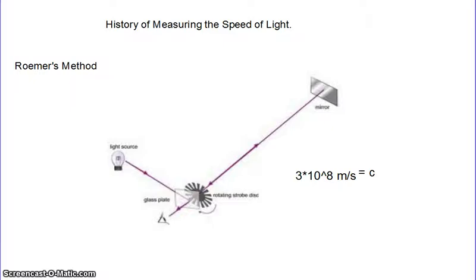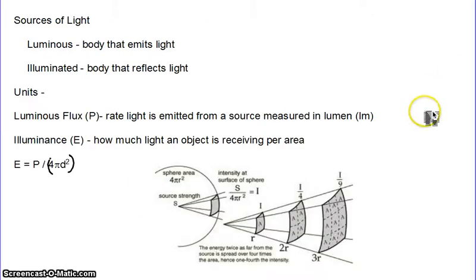These days the speed of light is known so well, we actually use the distance light travels in a certain amount of time to define things like how long a meter is. For sources of light, we can either have luminous bodies that emit their own light, or an illuminated body that is simply reflecting the light that's given off by something else.